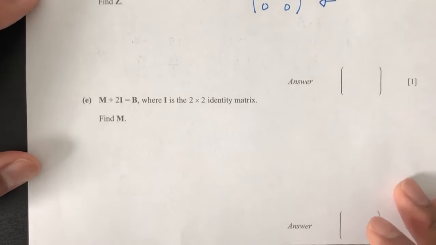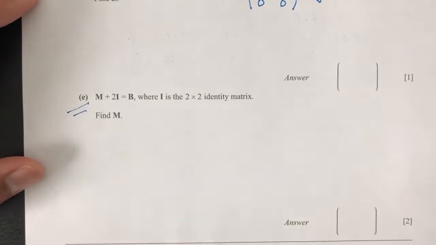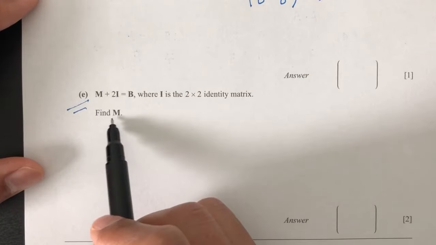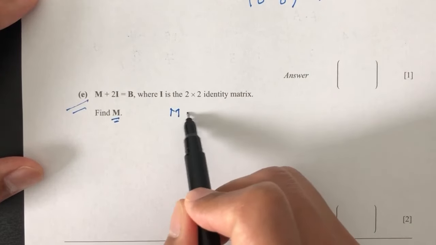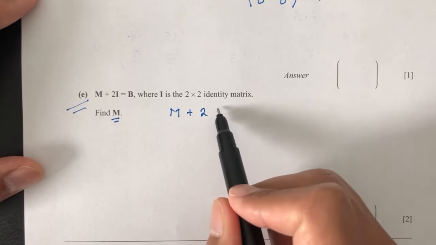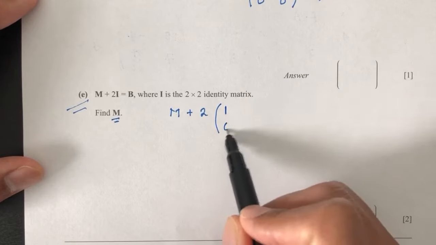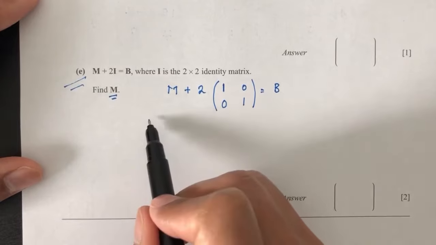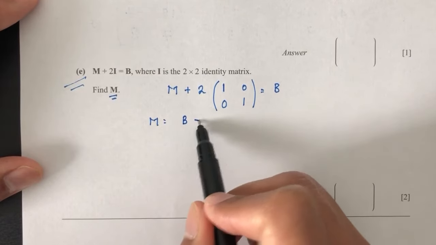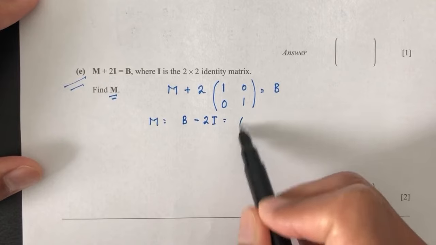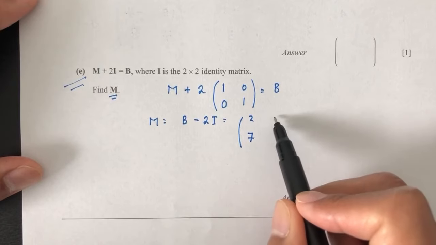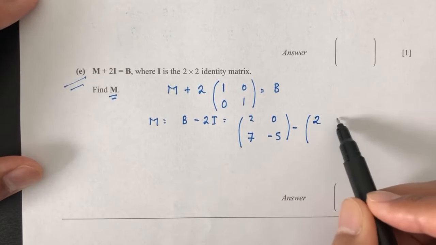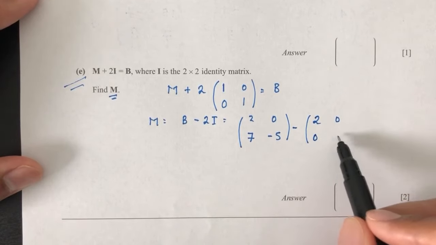Okay. So part E, here we have M plus 2I equal to B. Find the value of M. So M plus 2I, I is the identity matrix, equal to B. M will be what? M will be B minus 2I. So solve. B is [[2, 7], [0, -5]] minus [[2, 0], [0, 2]].